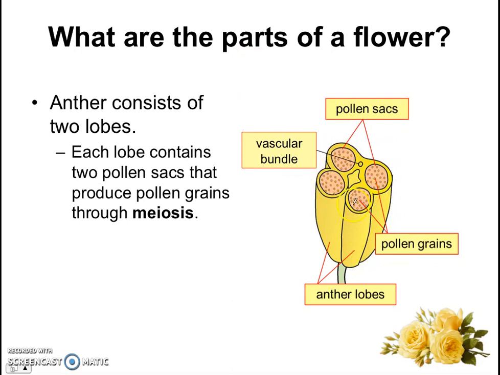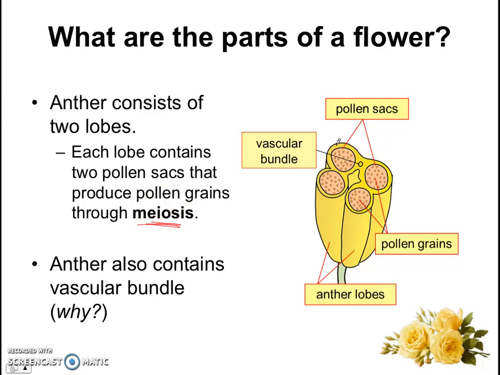And each lobe contains 2 pollen sacs, right? One sac here, one sac here. And what is happening inside these pollen sacs? Well, pollen grains are being produced, and the pollen grains contain the male gametes, right? So the pollen grains are being produced through the process of meiosis, right? Which I hope you can remember. Meiosis helps to produce the gametes.